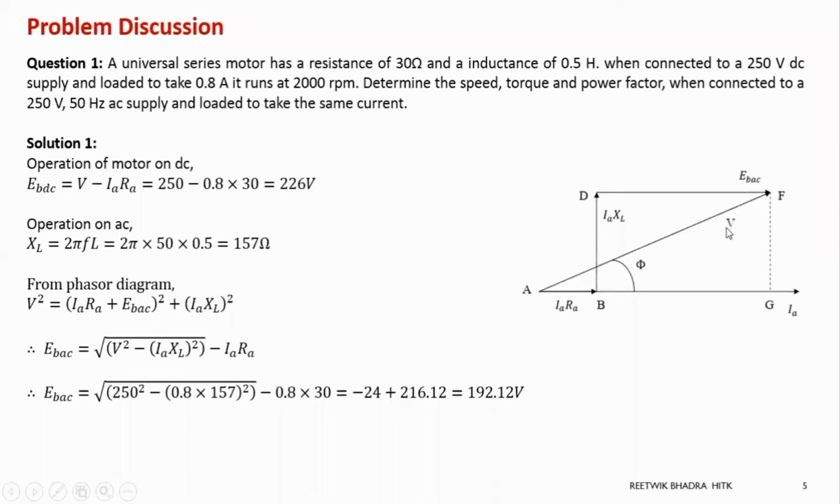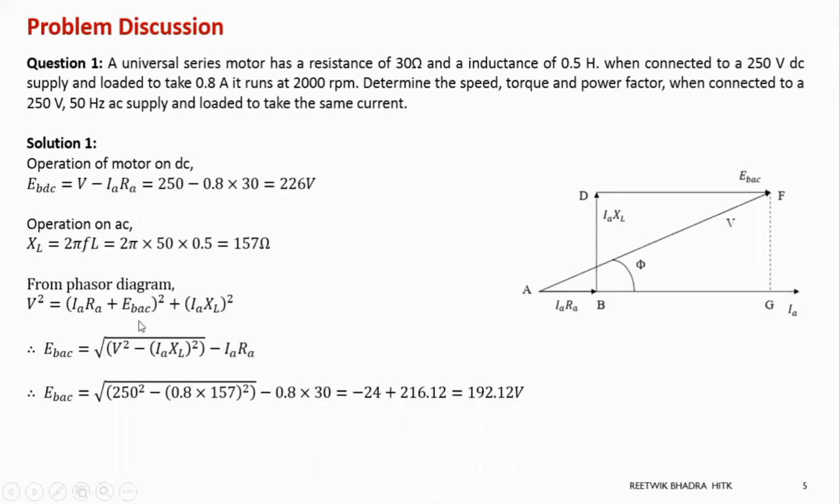Now from the phasor diagram, what will be V? It is IARA plus EBAC, because IARA and EBAC are in the same phase. That's why these are added together. Please understand this. This is the real component because it is going along the real axis. So IARA plus EBAC is your real component plus j IAXL, because it is at 90 degrees to it. Instead of writing it in j form, I have written it in magnitude form, A square plus B square. So V squared equals IARA plus EBAC whole square plus IAXL whole square.